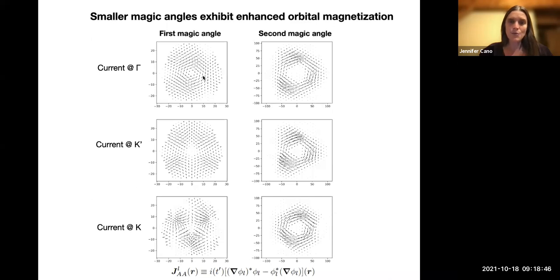And what we see is that if you compare the first magic angle to the second magic angle, in both cases, the current operator has this winding, but the magnitude of the winding gets stronger as you go to the second magic angle. And probably it would also keep getting stronger as we go to the third magic angle. And so we expect that because the wave function is winding around, and it's actually winding around these nodal points, we expect that the orbital magnetization is probably also going to be enhanced as you look at the second magic angle relative to the first magic angle. And this will also probably have an impact on the different types of correlated phases that can be observed.